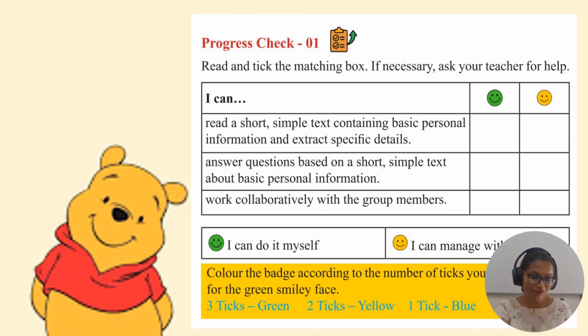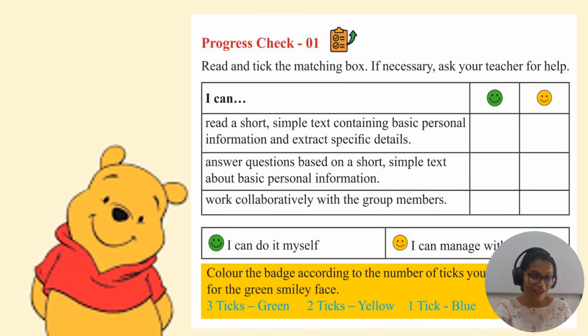Next one, work collaboratively with the group members. If you are able to work collaboratively with your friends in the group, you can put a tick under the green face, or else if you were not able to do that, you can put a tick under the yellow face, right? Now altogether you should have 3 ticks. Let's see what we have to do next.